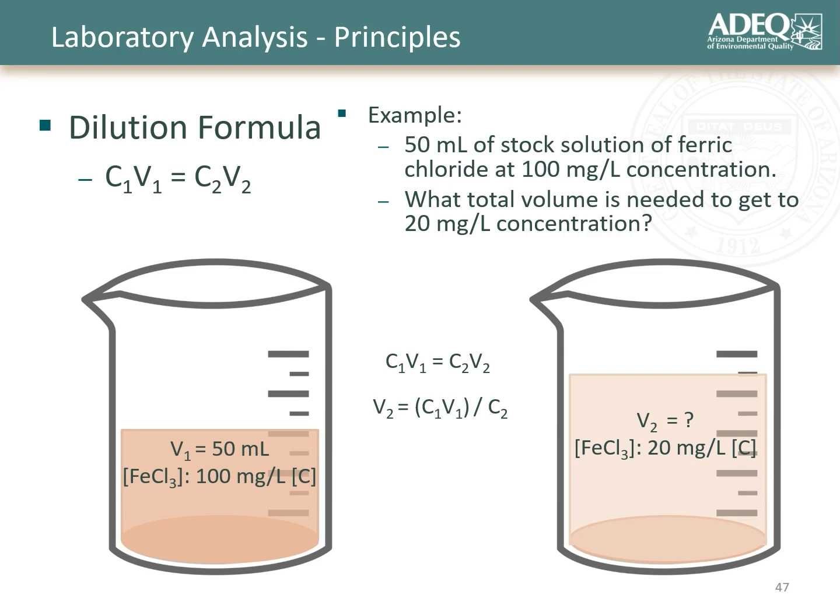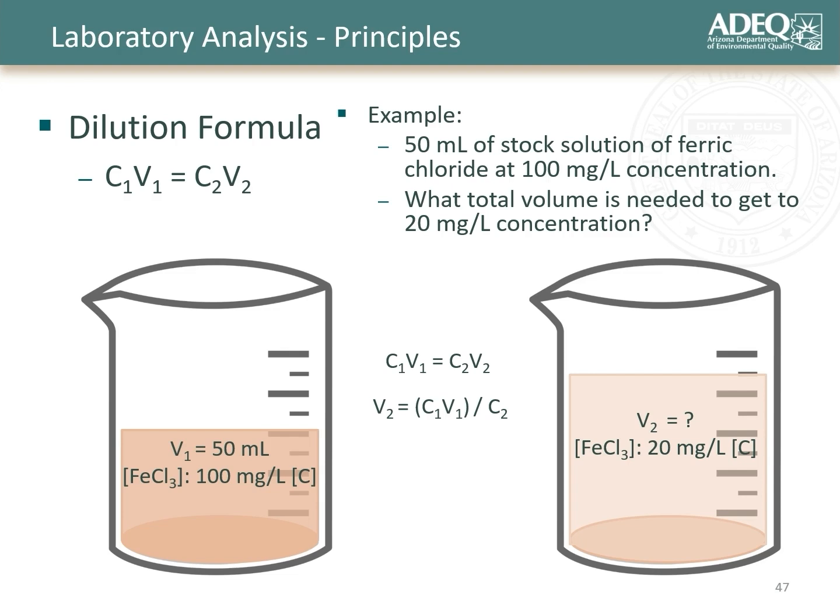So our initial V1, the volume of our sample, is 50 mL, and our concentration, C1, is 100 milligrams per liter. What we're looking for, our C2, is a concentration of 20 milligrams per liter. So now we need to know what the final volume needs to be to reach 20 milligrams per liter. What do we need to dilute the sample with?